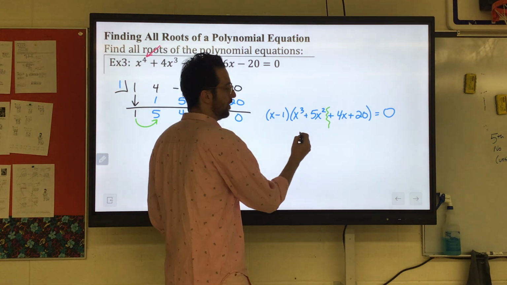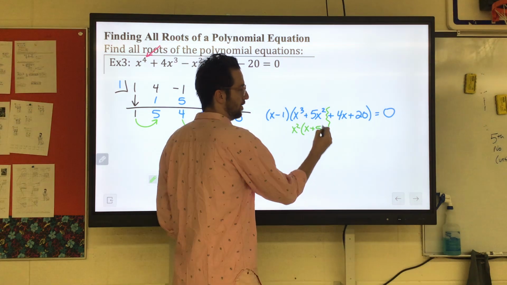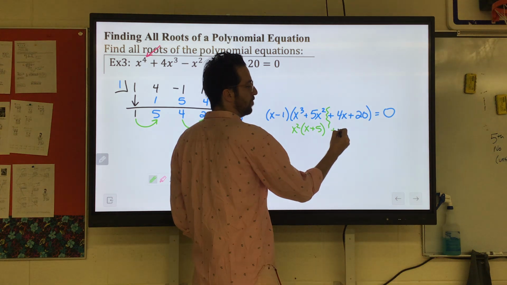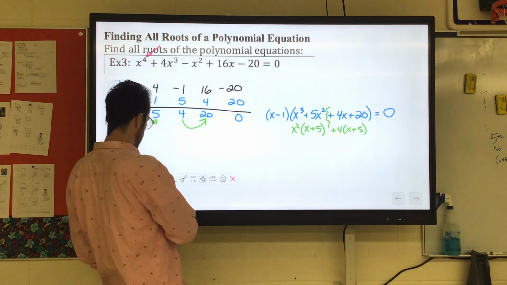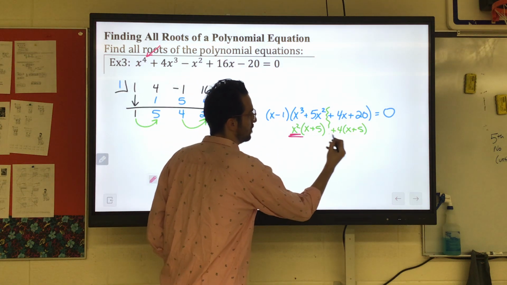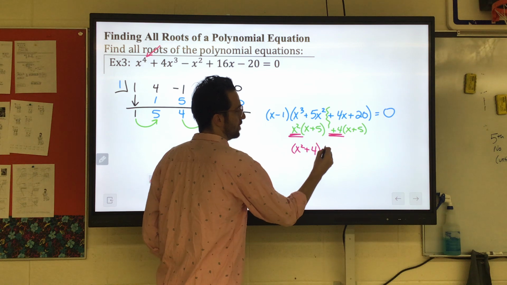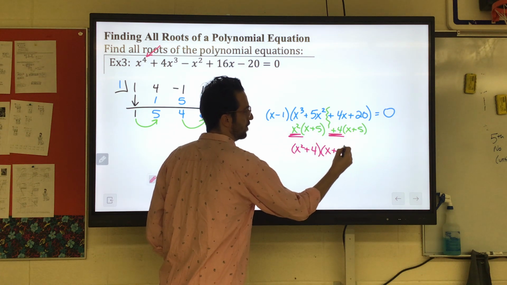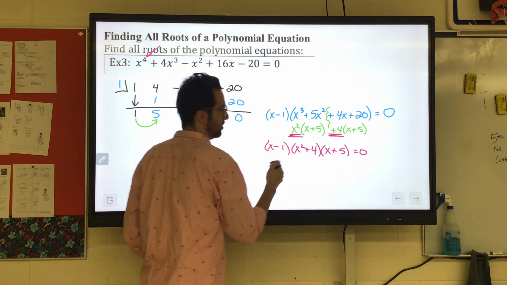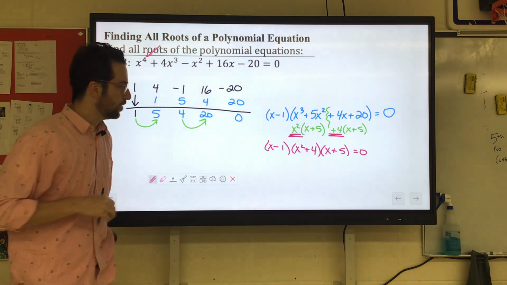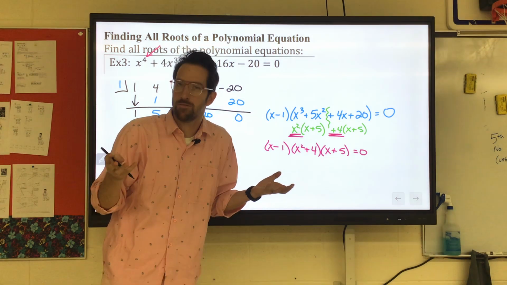X cubed and 5x squared have x squared in common, leaves us with x plus 5. 4x and 20 have a 4 in common, leaves us with x plus 5. So that part would factor to x squared plus 4 times x plus 5. Over here we have the x minus 1. So it is factored as far as we can go. We can't factor x squared plus 4 anymore because it's not the difference of squares.